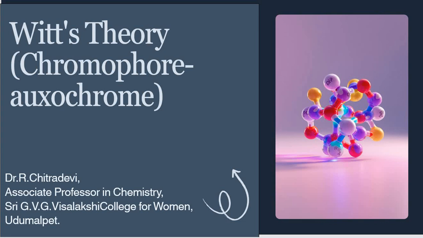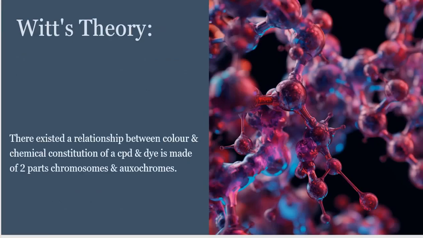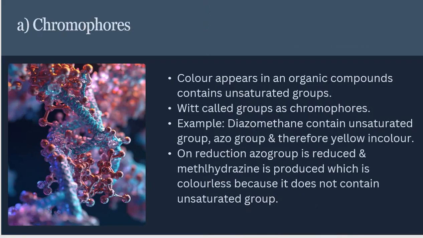Hello learners, in this video we are going to see about Witt's theory. This theory explained a relationship between color and chemical constitution of a compound, and further, a dye is made up of two parts, chromophore and auxochrome.